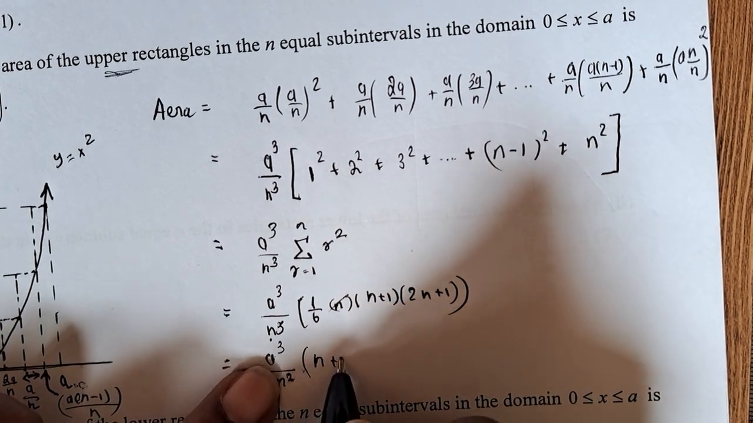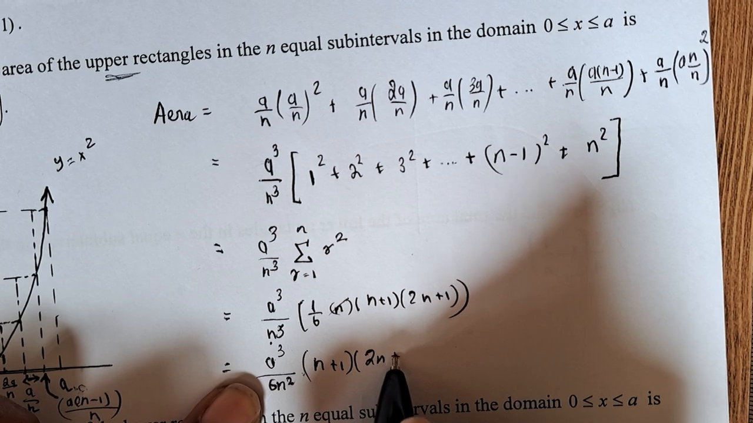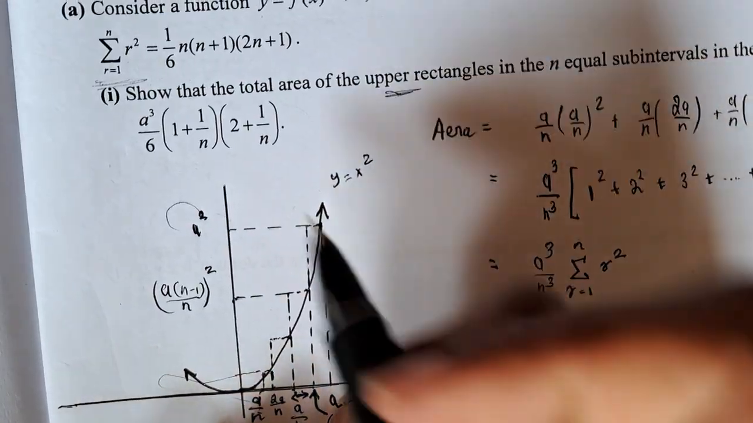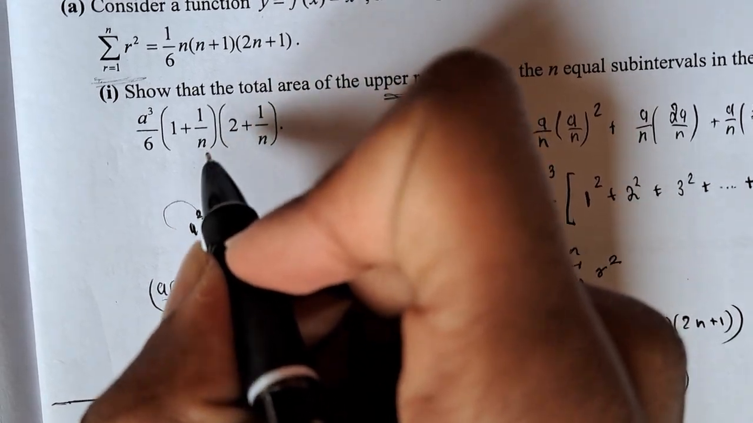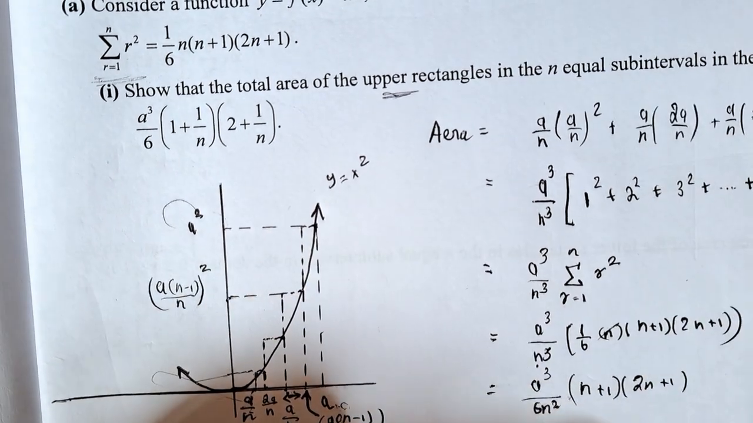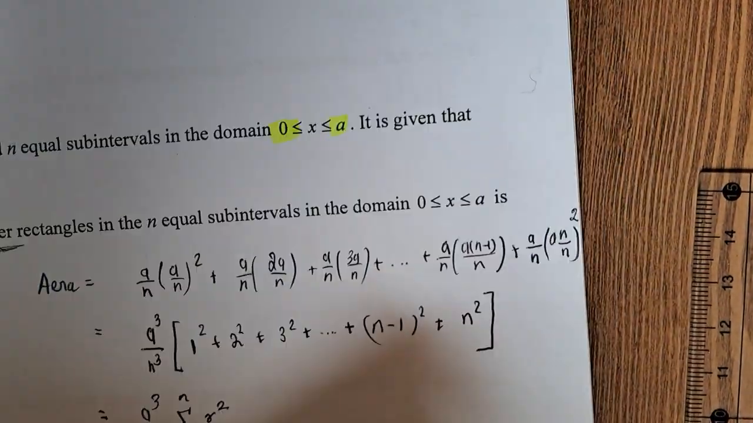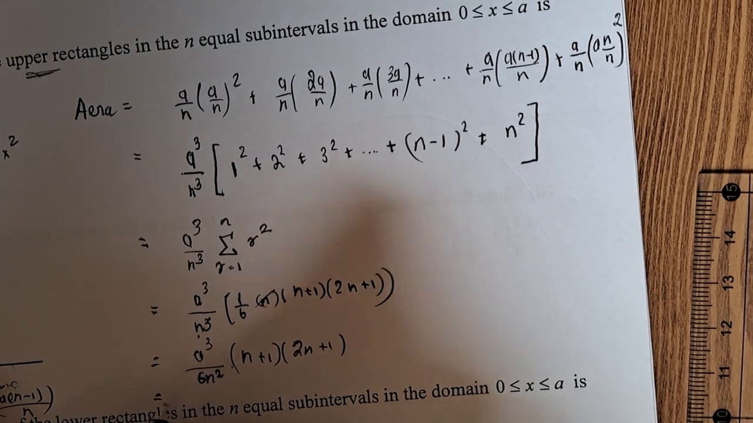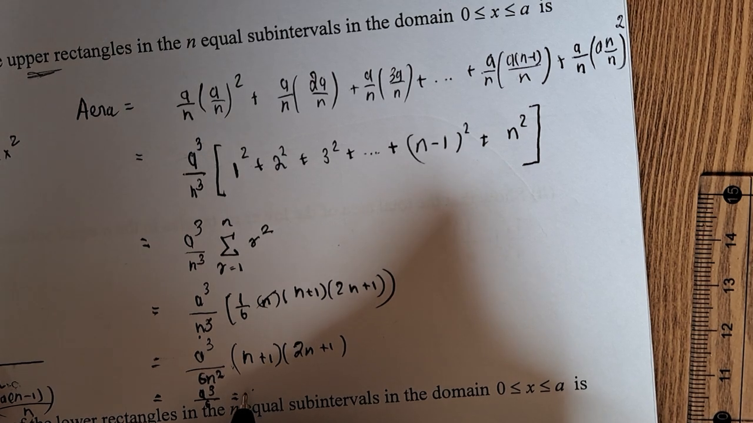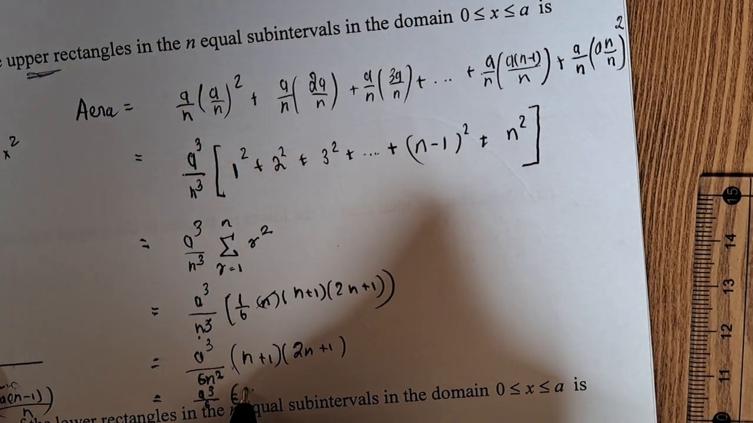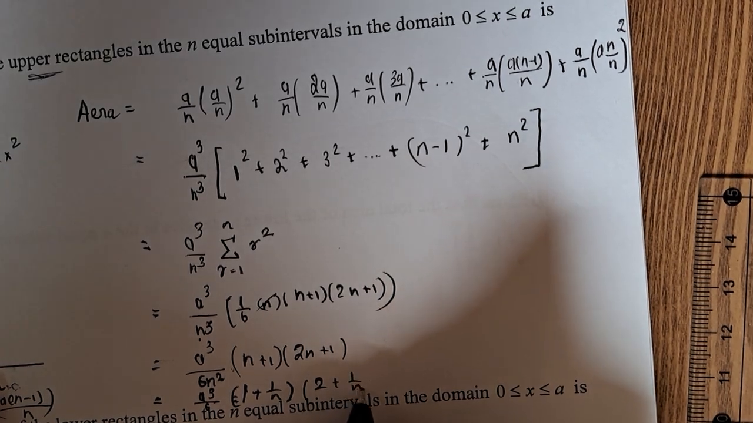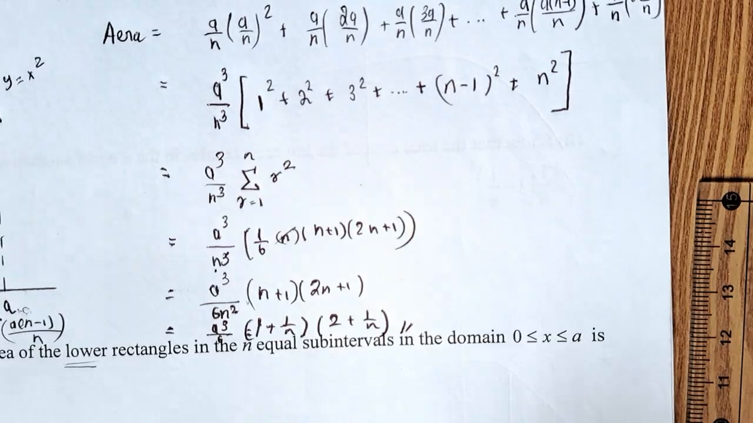This n plus 1 stays here, yes. 2n plus 1. And now as for this n squared, they want it in the form this way, so we're just going to distribute this n squared into both these brackets. And surprisingly enough, you get what you want. A cubed on 6 times 1 plus 1 on n, times 2 plus 1 on n. And that's it. You're done.